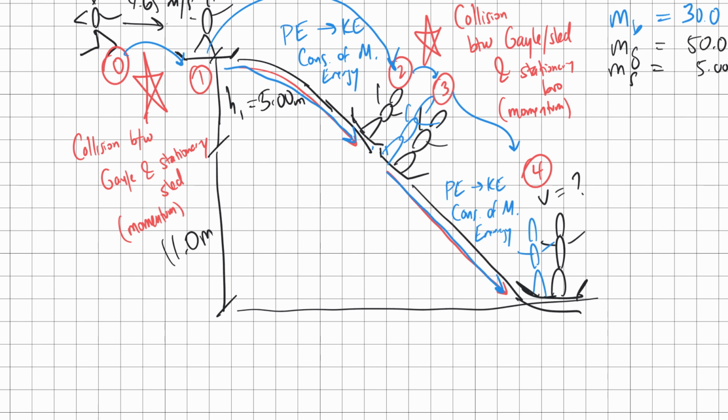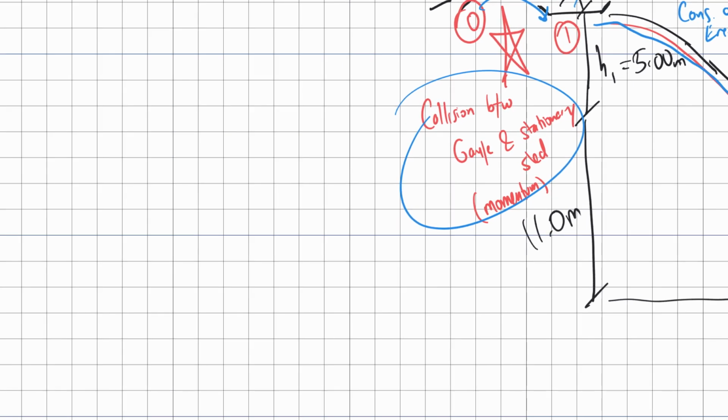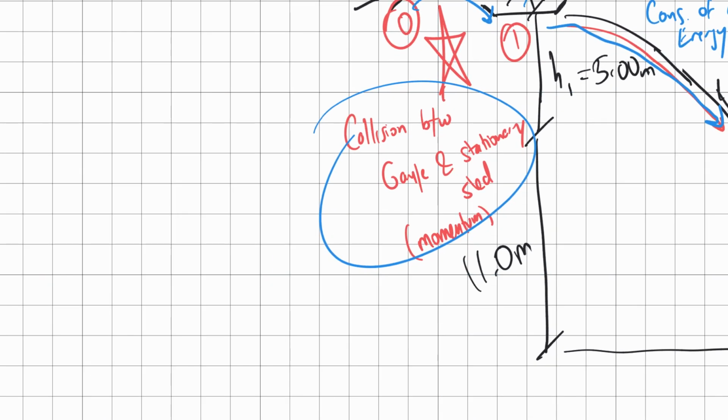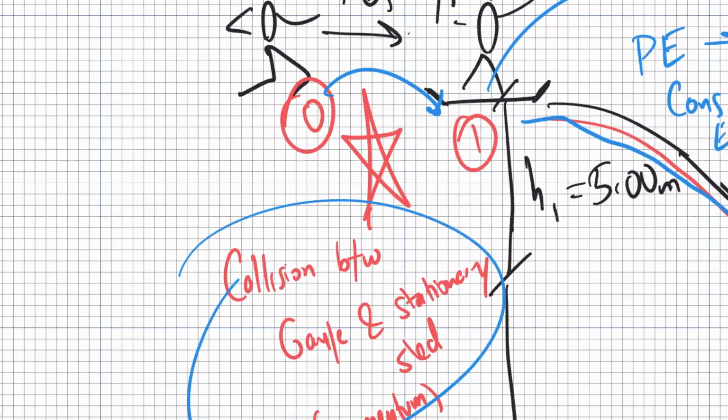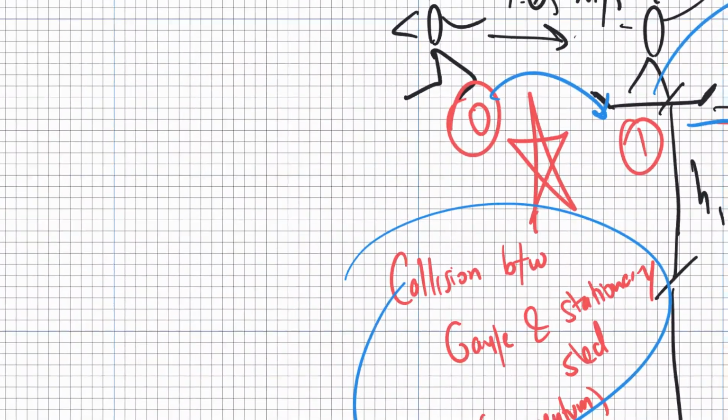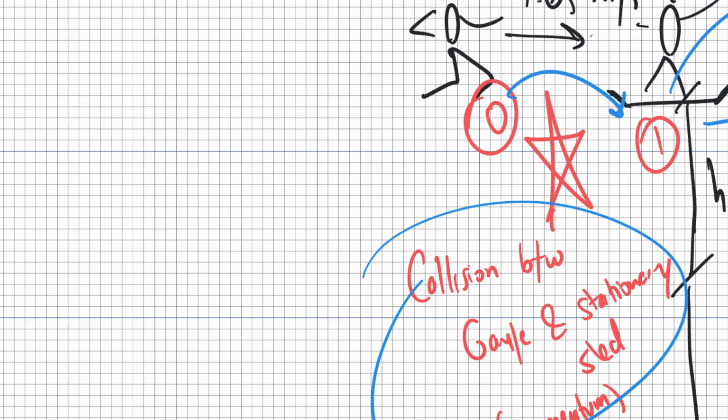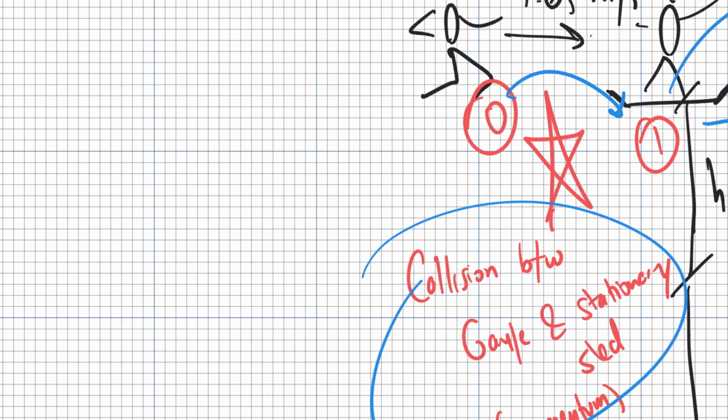Okay, so from 0 to 1, we've got a collision between Gayle and a stationary sled. So let's zoom way in and isolate that portion of it. So we've got a collision, and it's a perfectly inelastic collision. So here's our conservation of momentum equation.